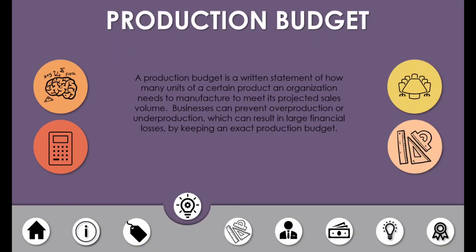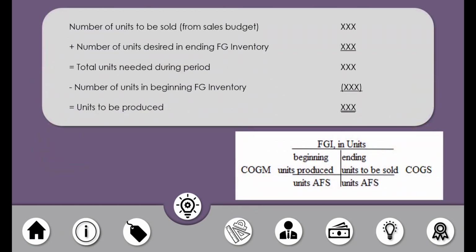Production budget is a written statement of how many units of a certain product an organization needs to manufacture to meet its projected sales volume. Businesses can prevent overproduction or underproduction, which can result in large financial losses, by keeping an exact production budget. Production is also a function of the beginning finished goods inventory and the desired ending finished goods inventory. The budgeted units of production can be calculated as the number of units sold plus the desired ending finished goods inventory minus the beginning finished goods inventory.